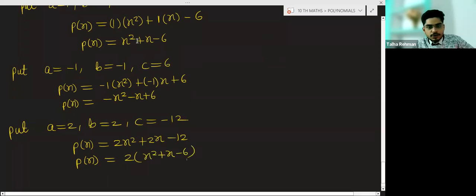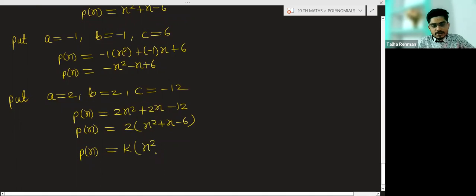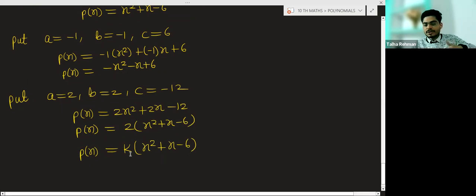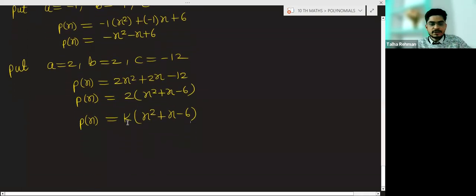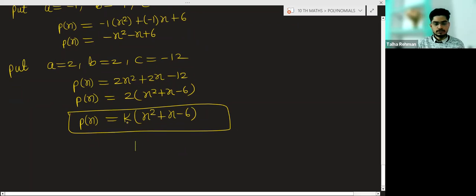Now compare this polynomial and this polynomial. You can say the given polynomial is k times of this value, x square plus x minus 6. So when you put different values of k, you will get different polynomials. When you put k is equal to -1, you will get this polynomial. When you put k is equal to 1, you will get this polynomial. When you put k is equal to 2, you will get this polynomial. So finally this is the answer. They have different values.